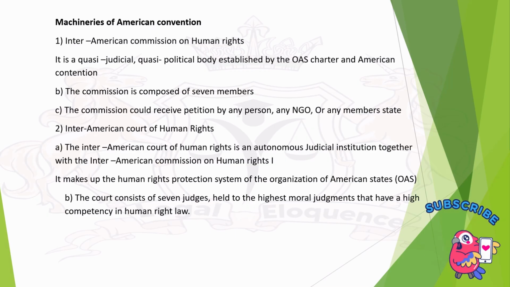Machineries of the American Convention. Inter-American Commission on Human Rights. It is a quasi-judicial, quasi-political body established by the OAS Charter and the American Convention. The Commission is composed of 7 members. The Commission could receive petitions by any person, any NGO or any member state. Inter-American Court of Human Rights. The Inter-American Court of Human Rights is an autonomous judicial institution which, together with the Inter-American Commission on Human Rights, makes up the human rights protection system of the Organization of American States, that is OAS. The court consists of 7 judges of the highest moral authority who have high competency in human rights law.